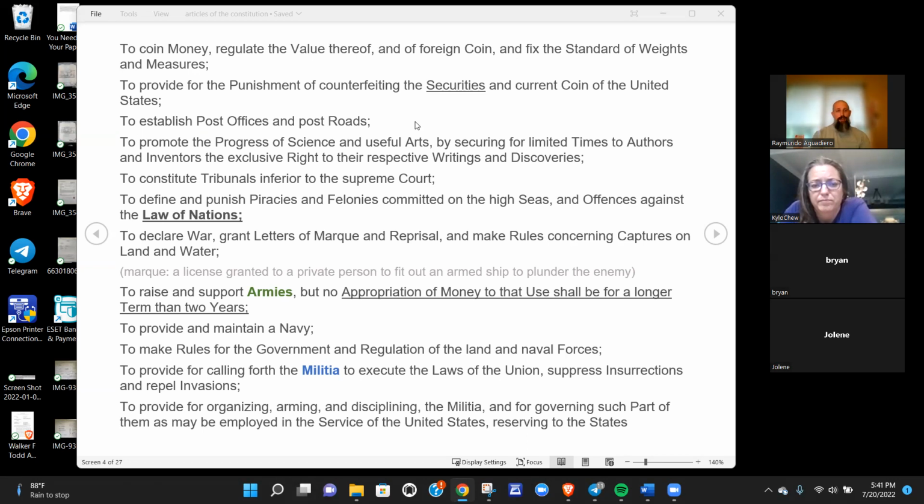To constitute tribunals inferior to the Supreme Court. So this is effectively, I think, what establishes federal district courts. You'll see later when we talk about the Supreme Court more, Congress can create tribunals that are inferior. They're in the same web of the Supreme Court, but they can handle other things that don't quite get to the Supreme Court. So obviously Congress is involved in that. To define and punish piracies and felonies committed on the high seas and offenses against the law of nations.